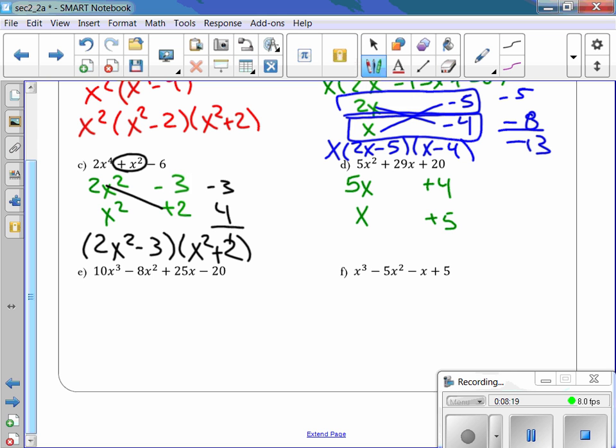So 5 times 5, 25. And 1 times 4, 4. Sure enough, we get that 29, which we were looking for. So again, my factors I just read straight across then, as 5x plus 4.